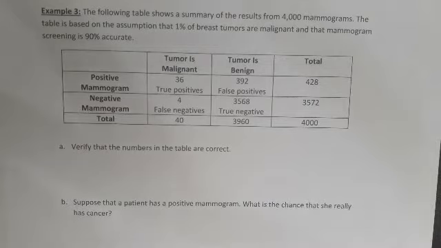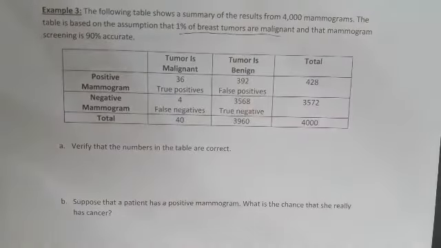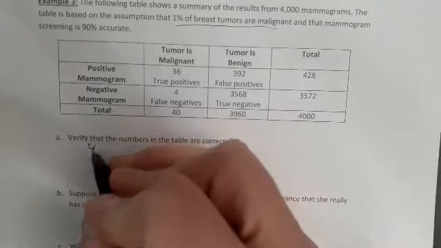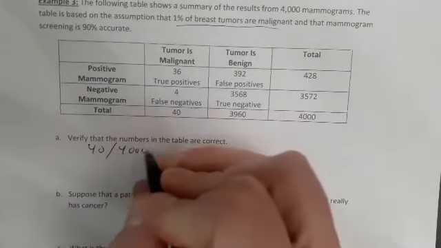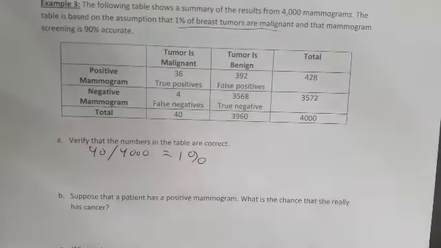And so they give us a few things. The table is based on the assumption that 1% of breast tumors are malignant and that mammogram screening is 90% accurate. They want us to verify these numbers, that 1% of breast tumors are malignant. So where are they getting that from? This is the total that are malignant out of the total. So 40 out of 4,000 is where they're getting that 1%.